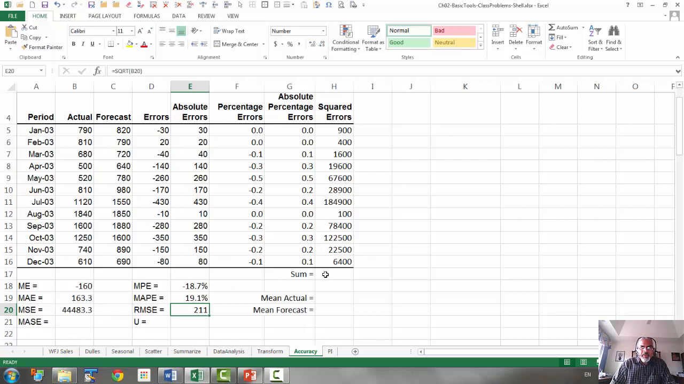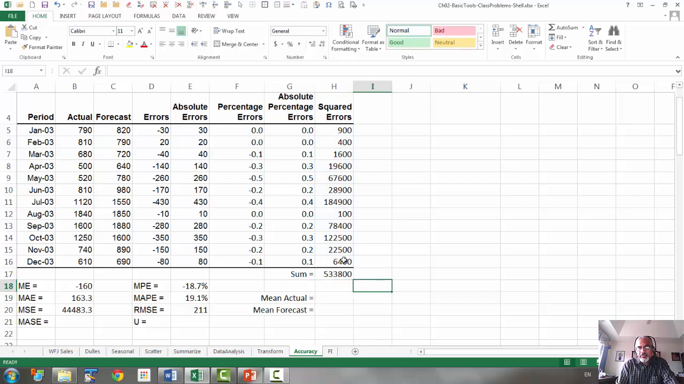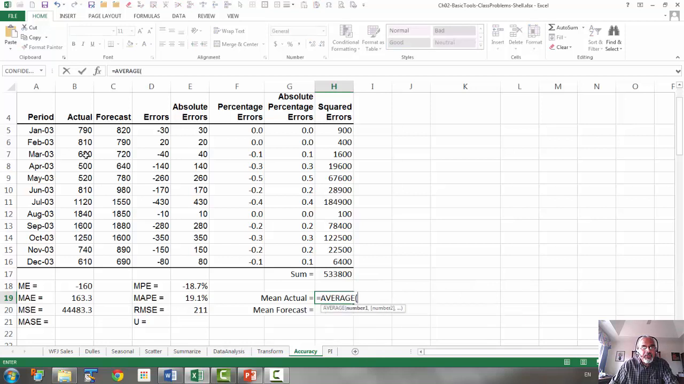Now, sometimes you may want to divide by n minus 1 and not a simple average. If that's what you want to do, you take the sum and then divide this by 11. So then mean actual is the average actual, and mean forecast is the average of the forecast.